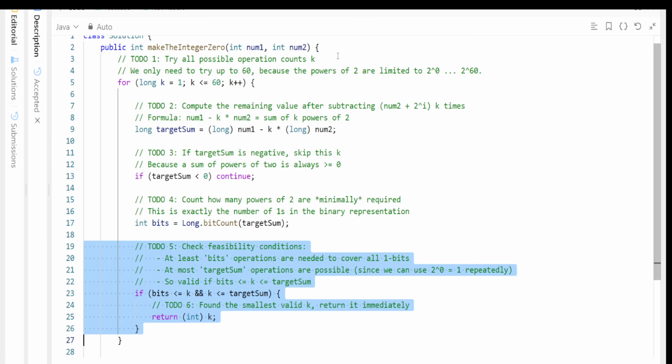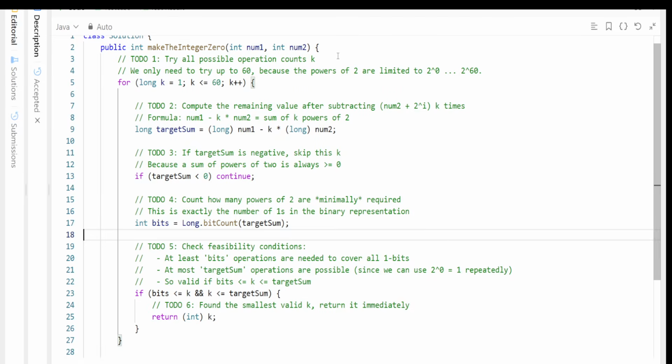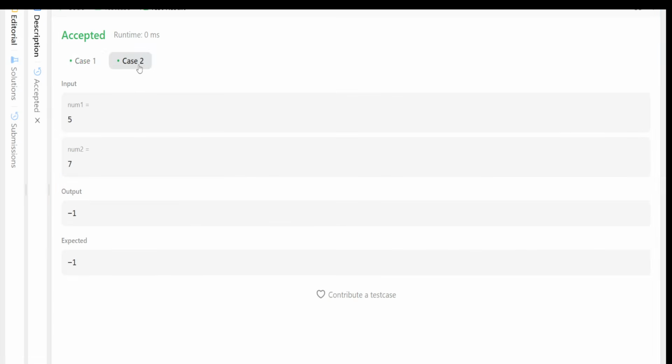I hope you understand. We use long for the intermediate arithmetic to avoid overflow. Long.bitCount(x) gives you the pop count of x efficiently, and that is what we call bits. So that is what I have. You can also use the very first approach. If you try this, it will work for all the solutions.